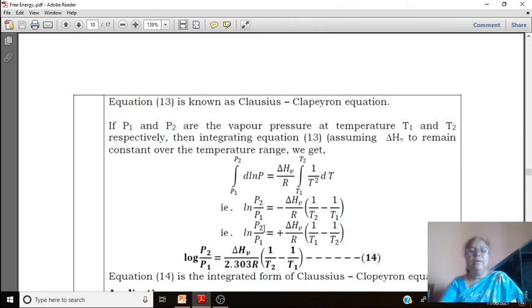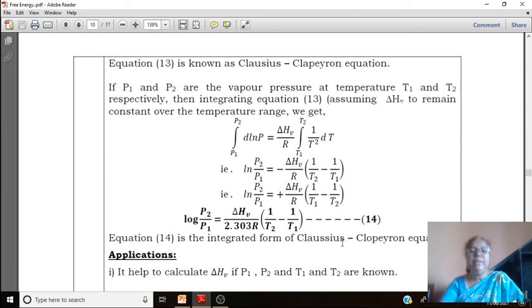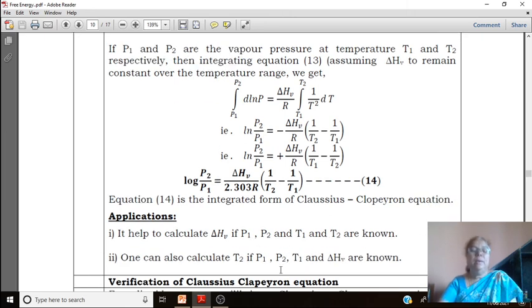Therefore, we can write ln P2 by P1 equals, with a plus sign, delta Hv upon R into the bracket 1 upon T1 minus 1 upon T2, and changing this natural log to log base 10, we can write log P2 by P1 equals delta Hv upon 2.303 R into 1 by T2 minus 1 by T1, and this equation is called the integrated form of Clausius-Clapeyron equation.